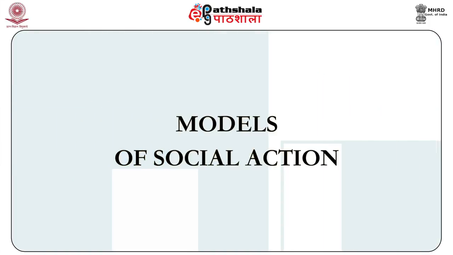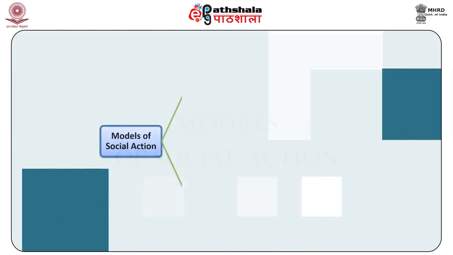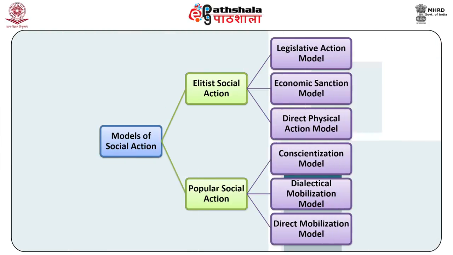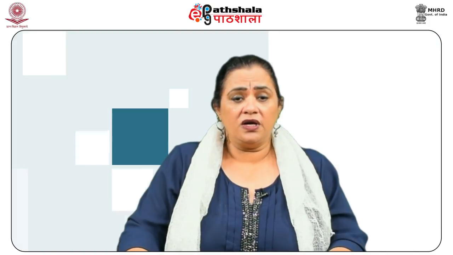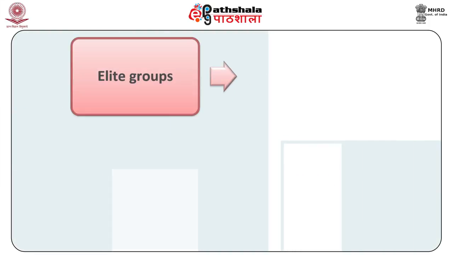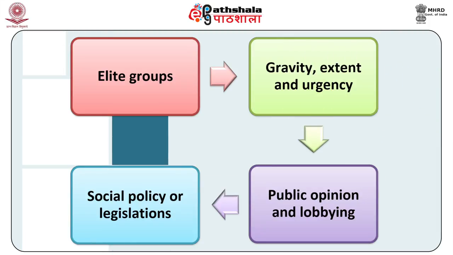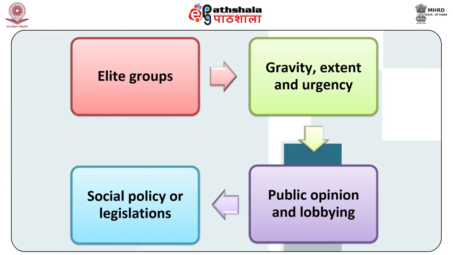Another thing which is important to understand social action is the models of social action. The models of social action are of two types: elitist social action and popular social action. Elitist social action involves legislative action model, which is a process in which some elites, either by themselves or in coalition with like-minded individuals, legislators and agencies, resort to lobbying and allied activities in order to achieve some benefits for the entire segment of the people and prevent some maladies from affecting their clientele and to remove some problems that is hindering their growth. The usual method is elite groups are conducting studies on the gravity, extent and urgency of the problems, creating public opinion and lobbying and try to modify social policy and legislations.